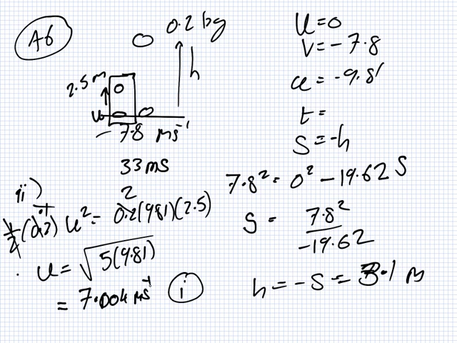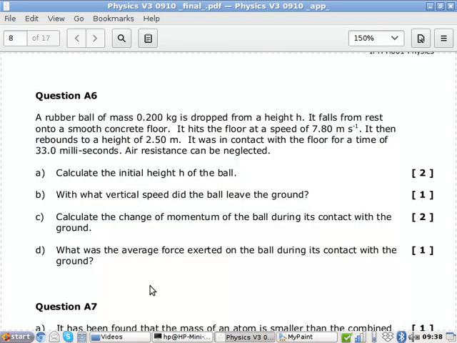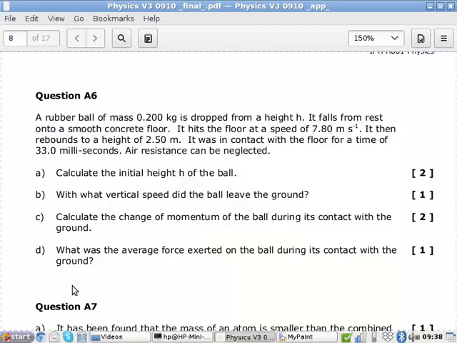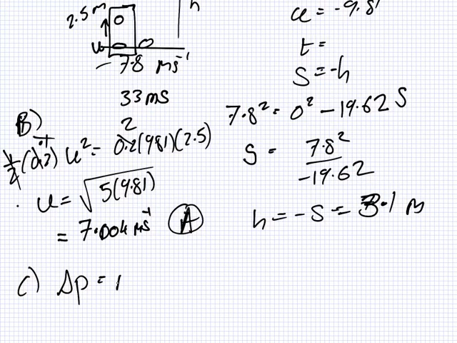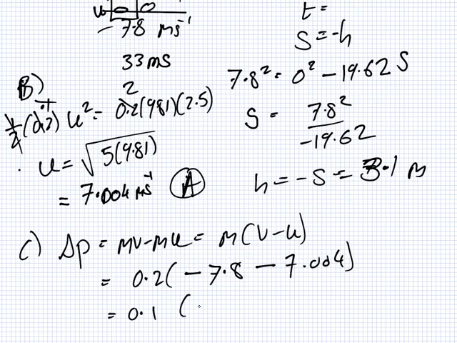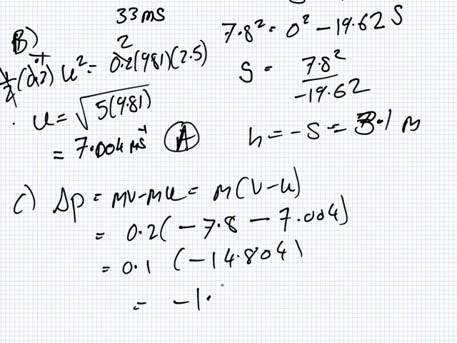What's next now? That was part 2. Part C. What was the change in momentum? During its contact with the ground. So that's mv minus mu. That's 0.2 times (minus 7.8 minus 7.004). So that's 0.1 times minus 14.804. So that is minus 1.48 kilogram meters per second.